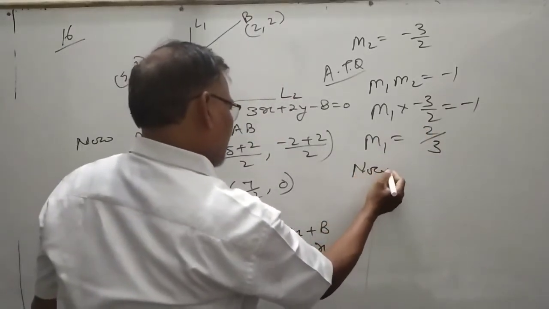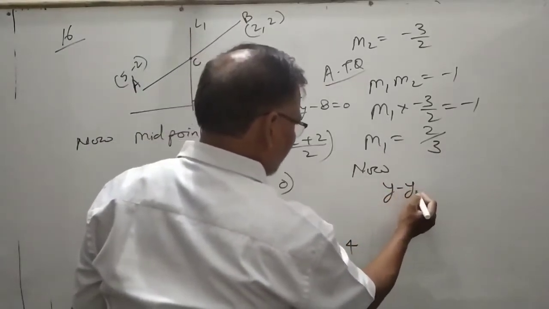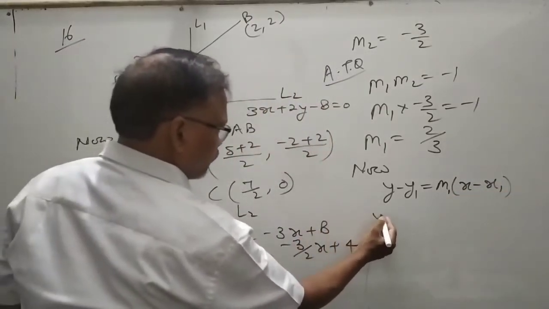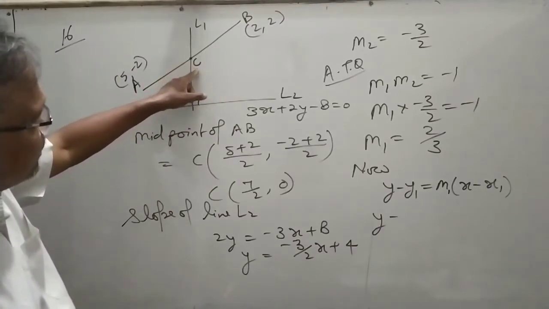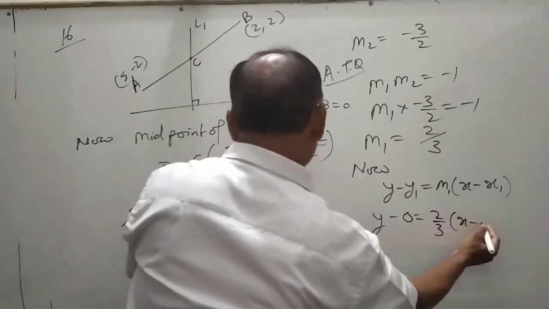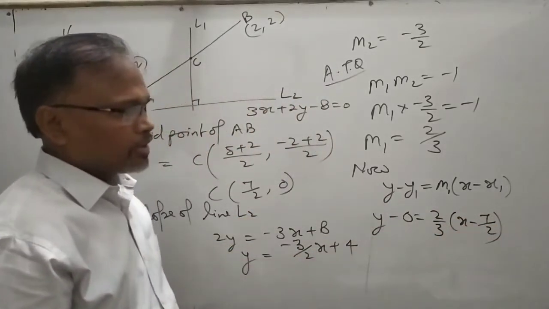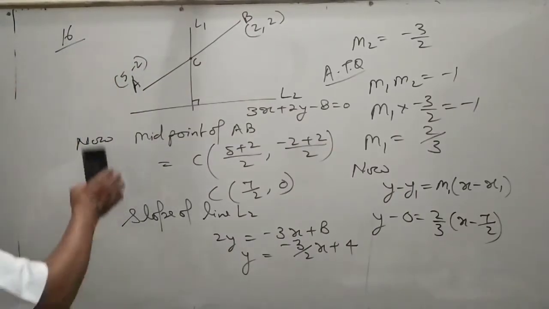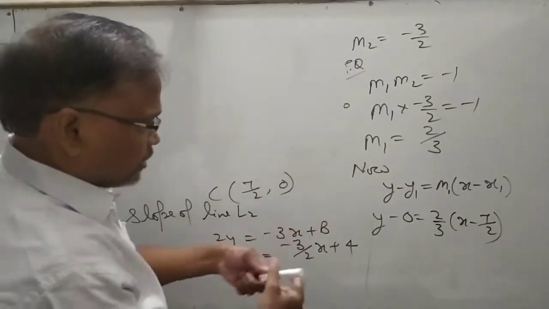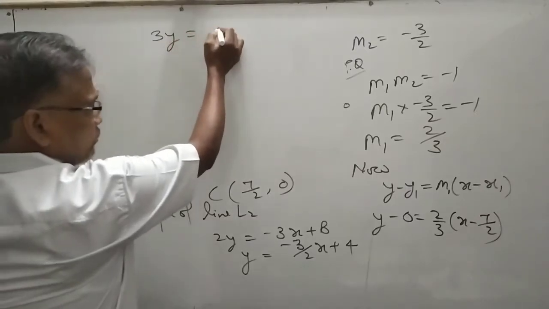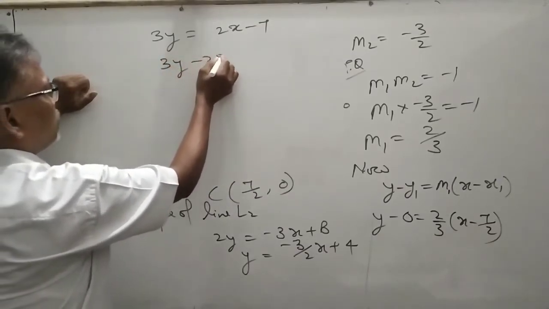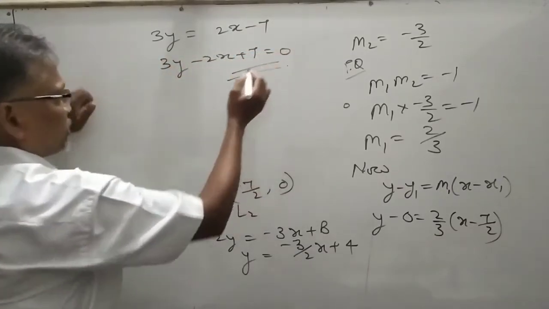Now the equation of line L1: y minus y1 is equal to m into x minus x1. We can take m1 also. So what is y1? x1, y1 are the coordinates of C. So y1 means 0, m1 means 2 by 3, x minus 7 by 2. And then simplify, you will get the answer. 3y is equal to 2x minus 7. So 3y minus 2x plus 7 is equal to 0, this is the equation of the line.